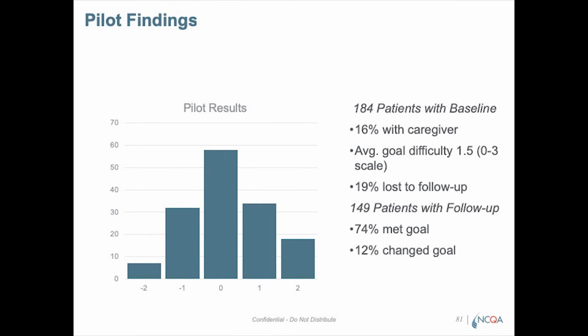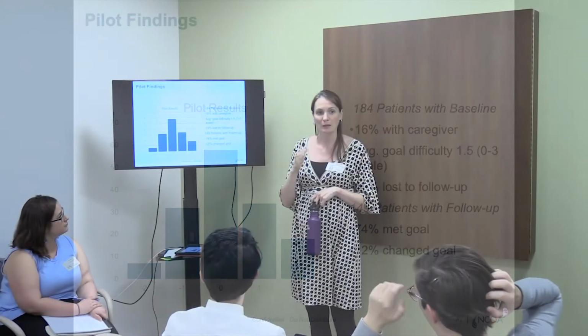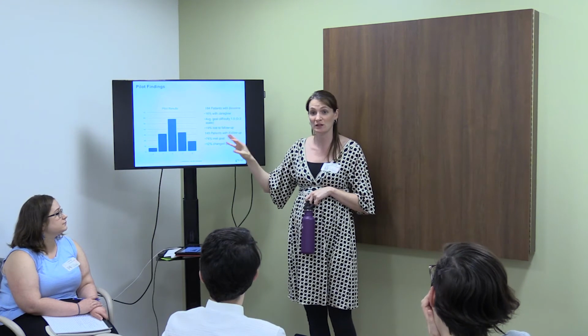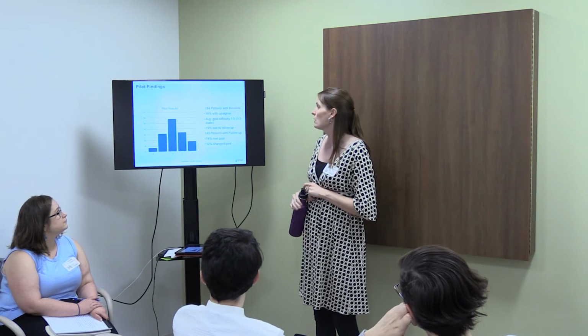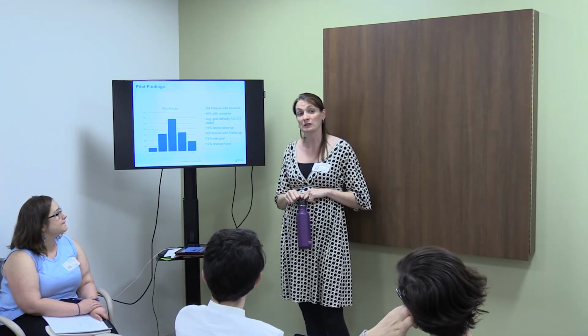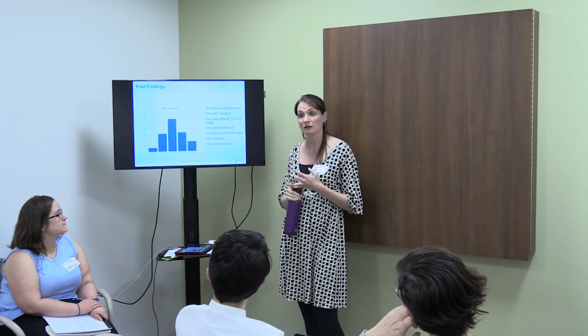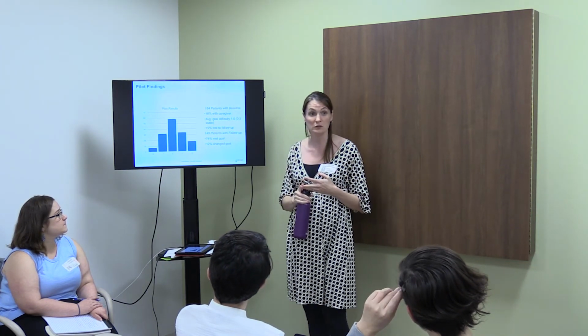So just a little bit in terms of what we found in our pilot. We did this with 184 patients who had a baseline encounter. These were almost all 50 and older with an activity of daily living limitation. About 16% of the encounters were done with a caregiver, and the average difficulty of the goals was right in the middle, about 1.5. But like I said, we did see some sites that had average difficulty that was more than other sites, so sometimes it does tend to cluster with sites. We lost about 19% to follow-up. Either the person died, couldn't be contacted, left, or refused.